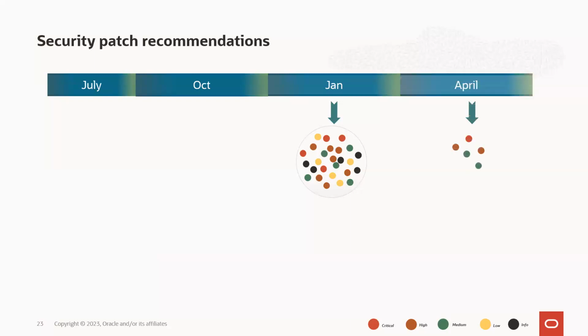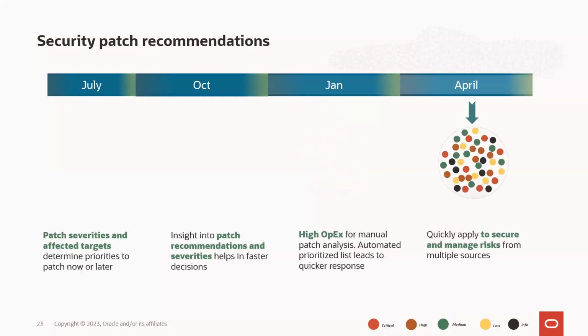Fast forward again to April CPU, which has its own set of recommended security patches. And cumulative from last 4 quarters, you have ended up with good number of recommended patches. At a bare minimum, if you're not aligned with quarterly patching cycle, you are essentially increasing vulnerability risk for your database targets.